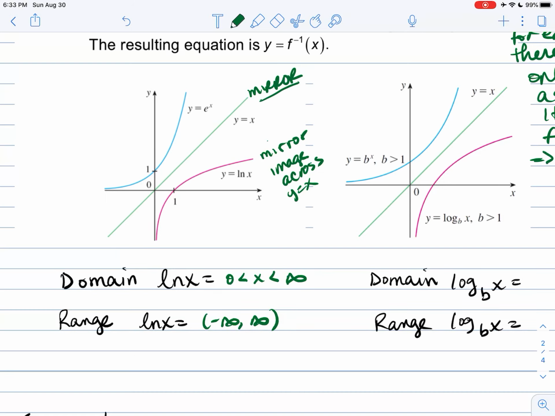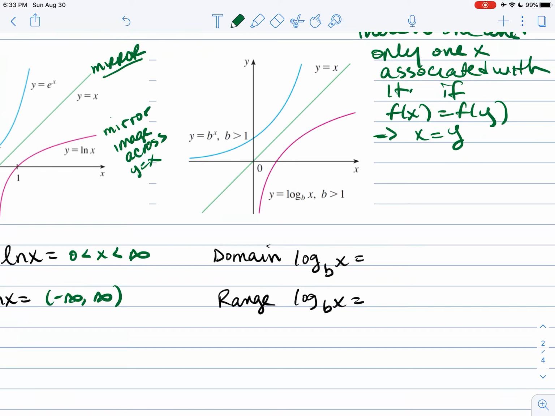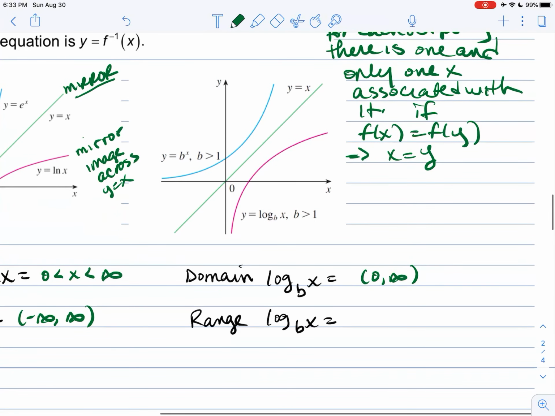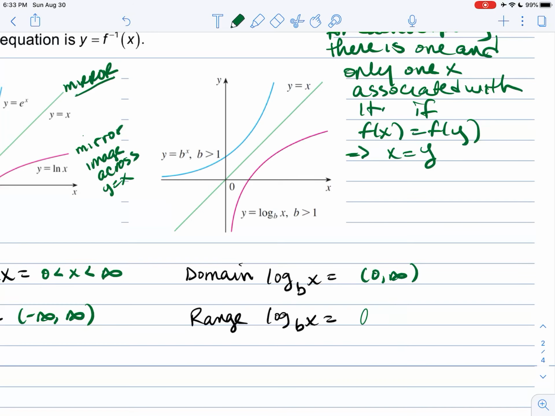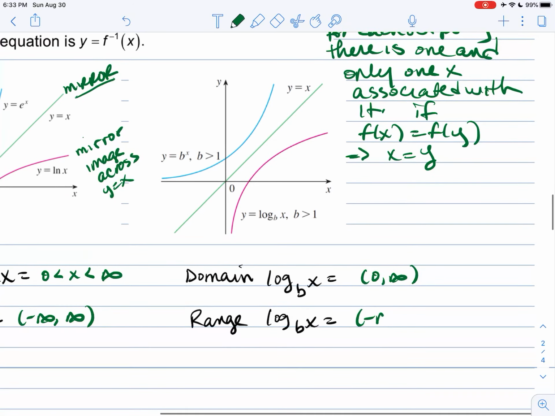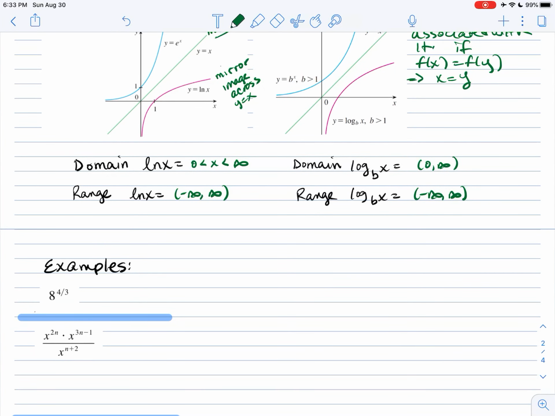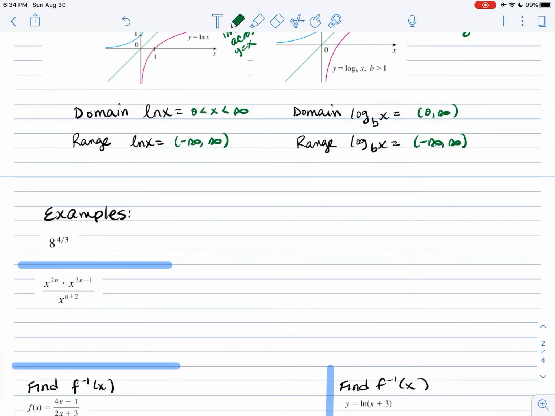And those are the exact opposite of what we had for e to the x or a to the x. Same thing goes for any base. You have the same type of graph, just to a different base. So we still would have 0 to infinity for the domain, and negative infinity to positive infinity for the range. All right. Just to be clear, if f of x is equal to a to the x, then f inverse of x is going to be log base a of x. Good. And that is in our chart on the very first page.